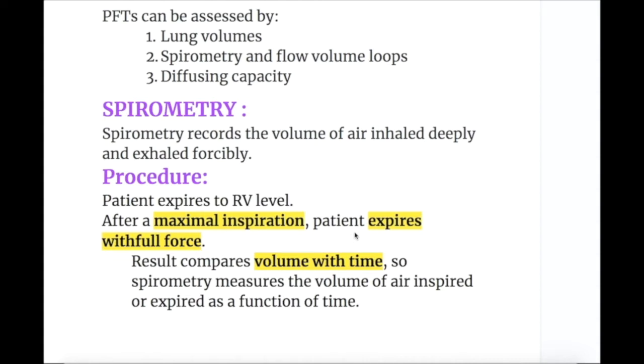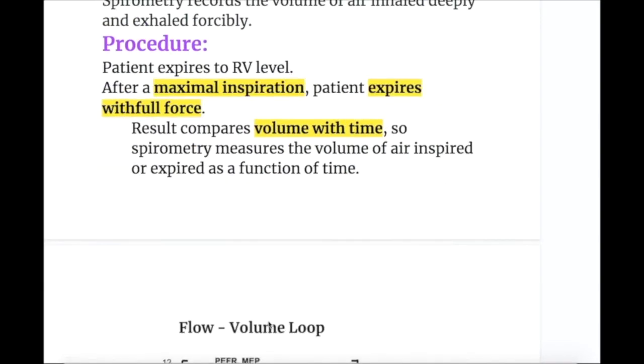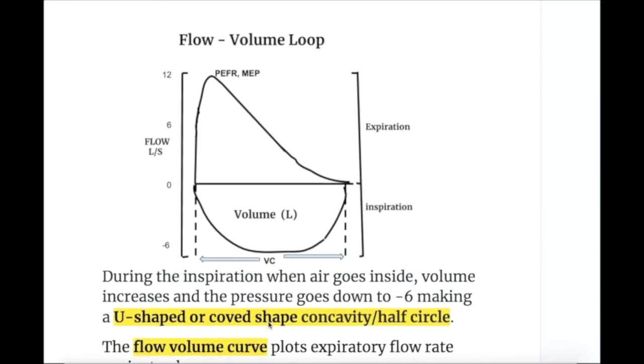Spirometry records the volume of air inhaled deeply and exhaled forcibly. The patient expires to RV level. After a maximal inspiration, the patient expires with full force, and the result compares the volume with time. So spirometry measures the volume of air inspired or expired as a function of time. During inspiration, when the air goes inside, the volume increases and the pressure goes down to -6, making a U-shaped or concave half circle.